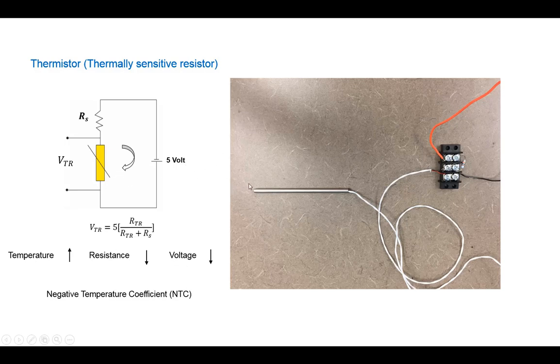So for a thermocouple, we observed that by putting it in a different ambience, we were getting a voltage at the output, and the thermocouple was producing the voltage for us. But here we provided the 5 volt supply, and only changing the ambient temperature caused the voltage across the thermistor to change. So in other words, the thermistor is just affecting the voltage and is not creating any voltage for us.